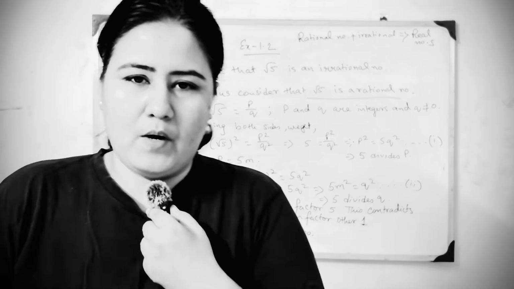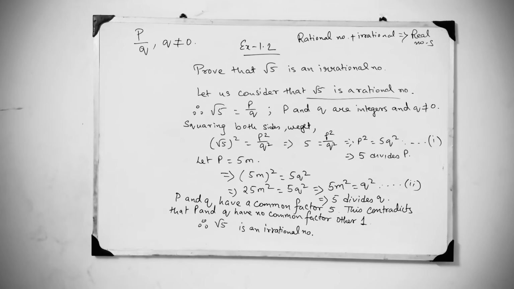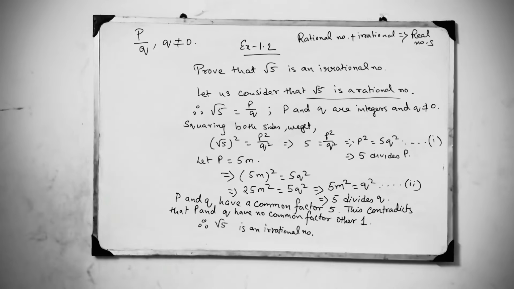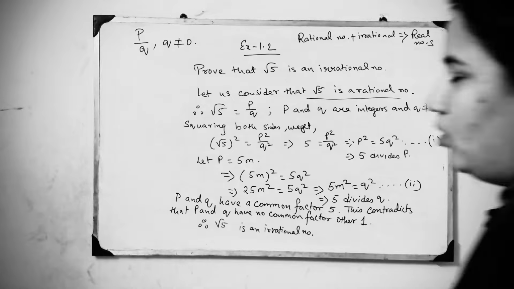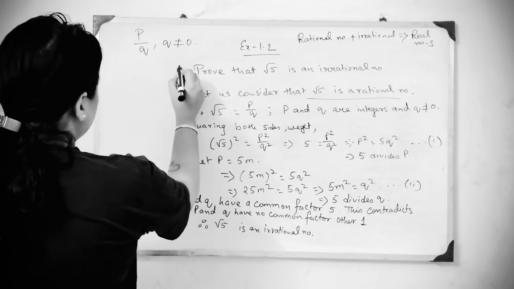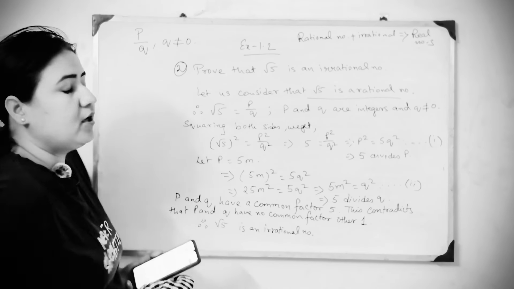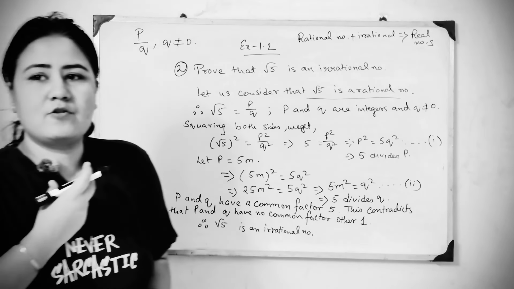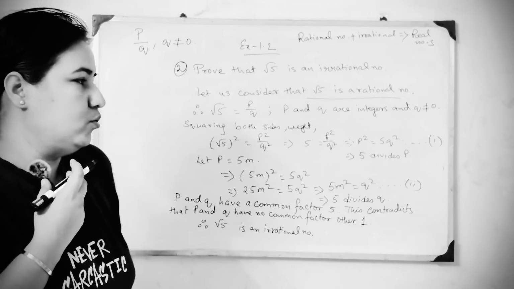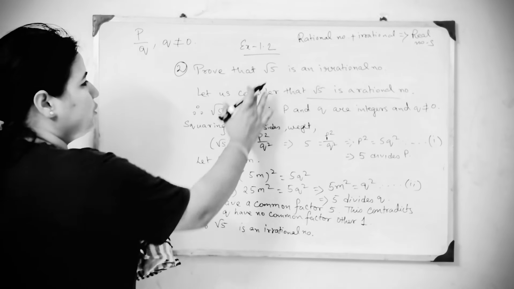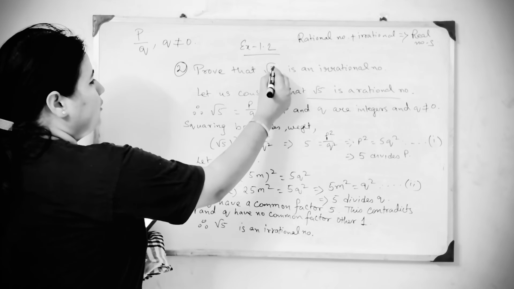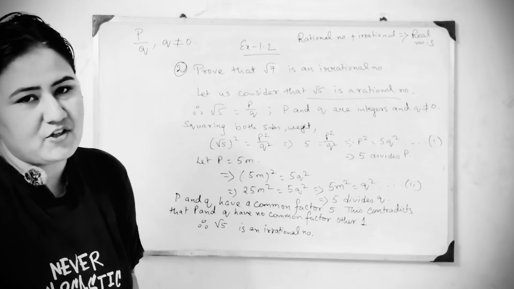So this was sum number 1. Number 1 was on your screen. Now we will move on to sum number 2. Sum number 2 is stating, I'll just edit so that I don't need to write the whole thing again. But as students, you need to do the sum. So sum number 2 states: prove that root over 7 is an irrational number.